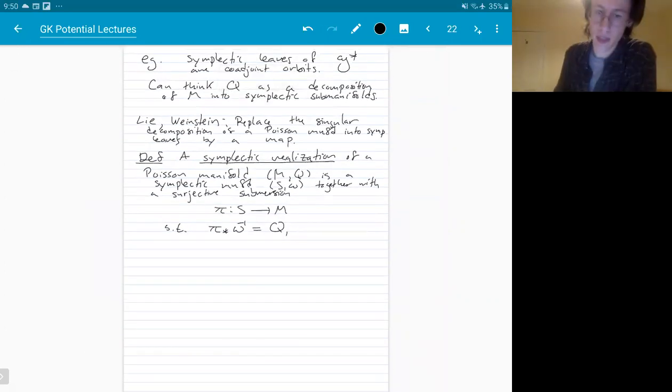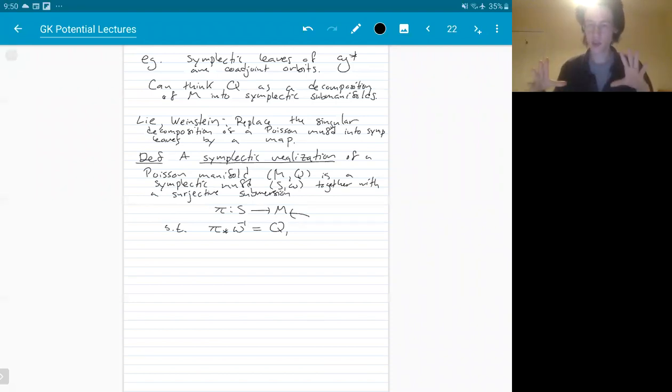So if you think about what's going on here, on M you have the Poisson structure, with all this complicated symplectic leaf structure, but you're replacing it with S, which is a symplectic manifold. So there's just a single symplectic leaf, but then you're relating the symplectic manifold to M with a submersion. So all of the singular structure is encoded in the map pi.